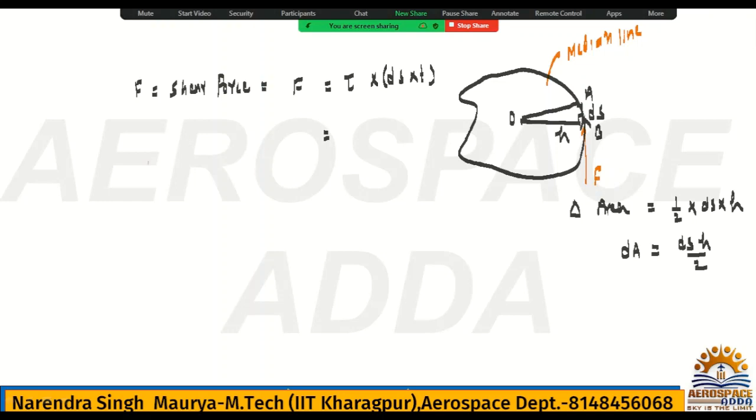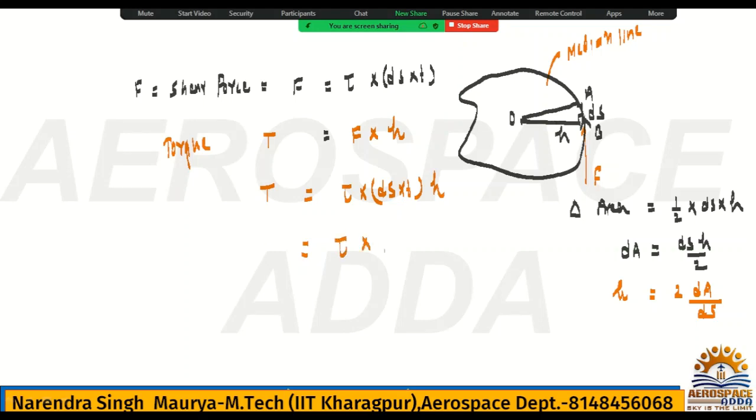So what will be the torque? Torque T is nothing but the shear force into perpendicular distance. What is the perpendicular distance? H is the perpendicular distance. So this torque is equal to F, and F is nothing but tau ds into T, into H. Now from here check what is the H. H is nothing but 2 times dA divided by ds.